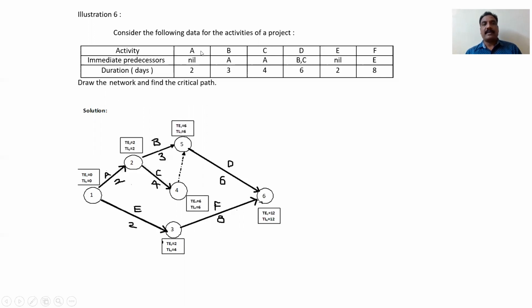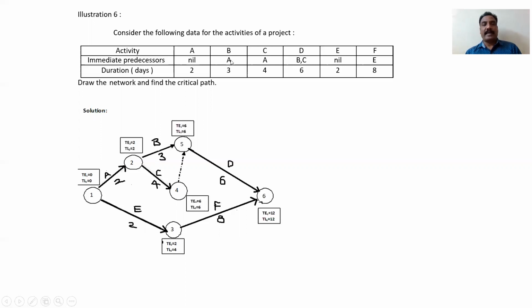First, what is given here? Activity A is preceded by nil. That means you take one event, draw an arrow line, and one more circle. It will give you one event. It is one activity. It is preceded by nil, which means before that no activity is there. A is preceded by nil. This is satisfied. Next you draw B.